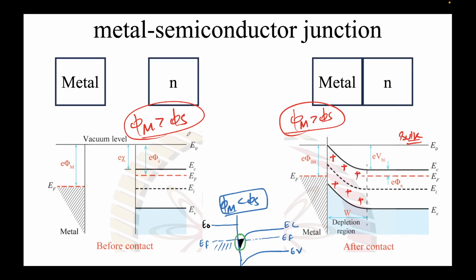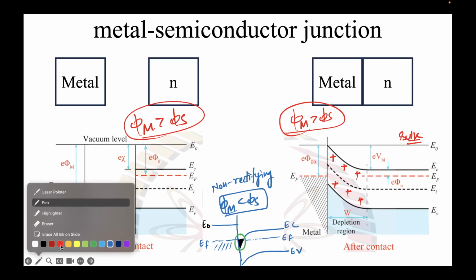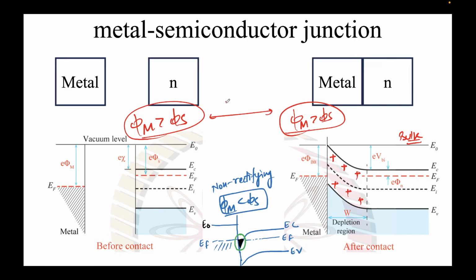Again, I'm just drawing for metal and n. A similar exercise you can do for metal and p. Again, based on the relative work functions of the metal and semiconductor side, you can form two different flavors of contact. So this flavor in the blue is called non-rectifying contact. In the red, which we had discussed earlier, this one is the rectifying contact. Rectifying contact's behavior is very similar to that of a p-n junction, something like this, IV characteristics.